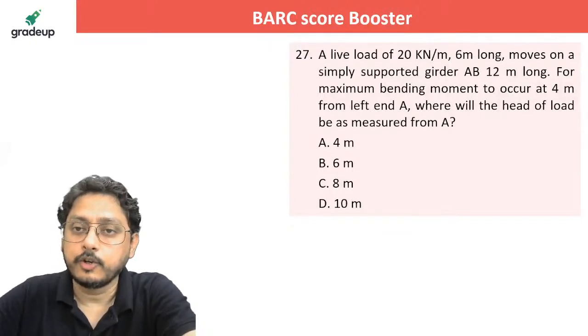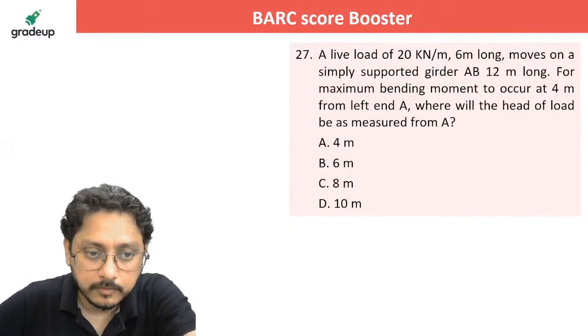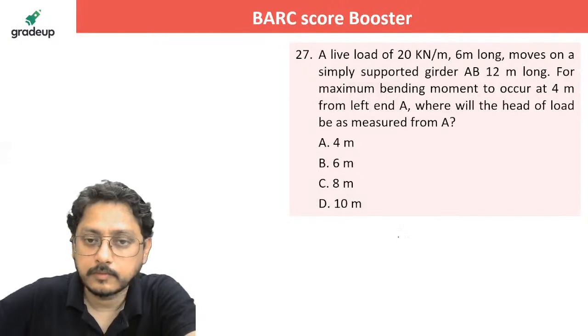A live load of 20 kilonewton per meter, 6 meter long, moves on a simply supported girder AB 12 meter long.